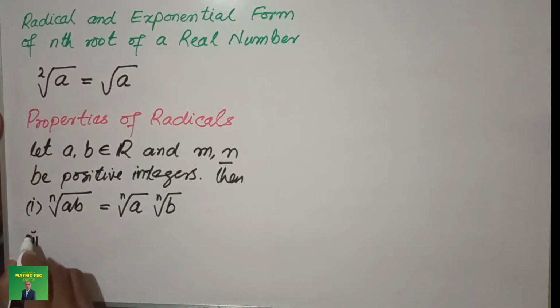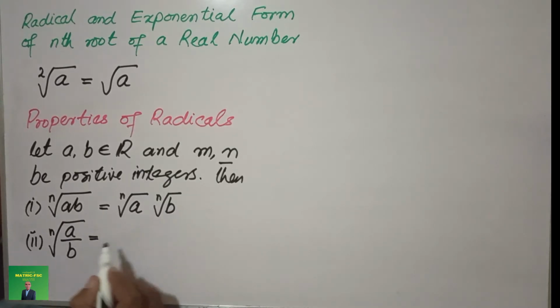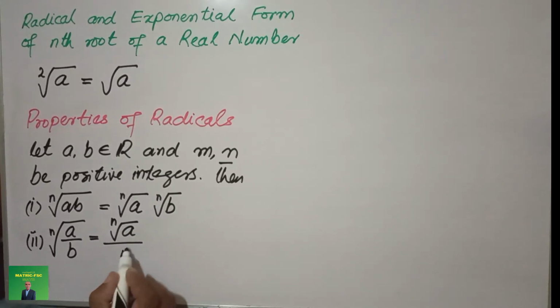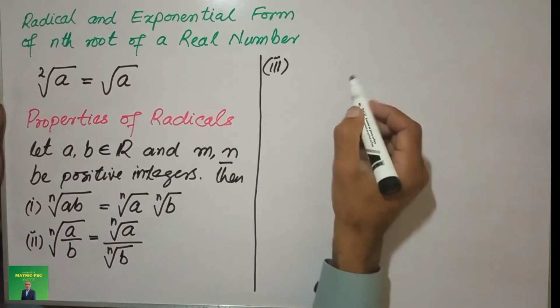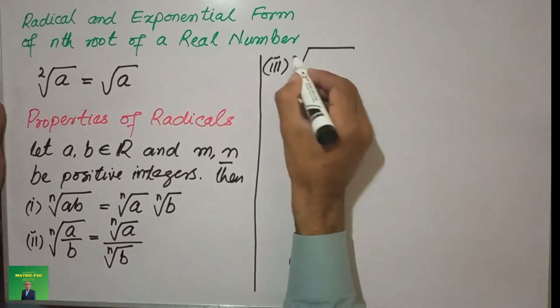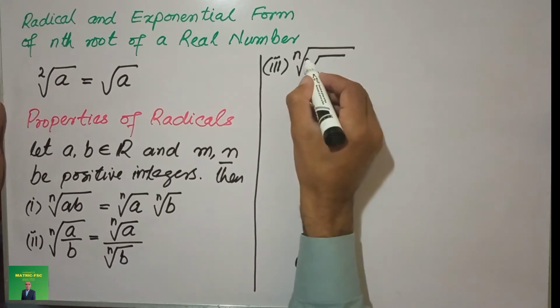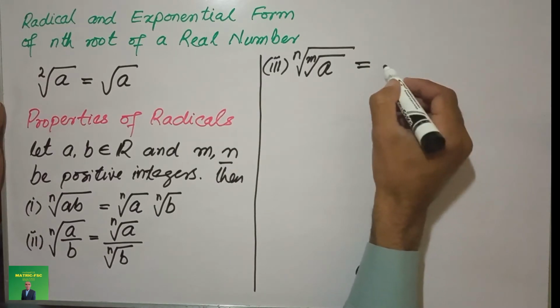Second property: the nth root of the fraction a over b can be written as the nth root of a divided by the nth root of b. Third property: the nth root of the mth root of a is equal to the mnth root of a.